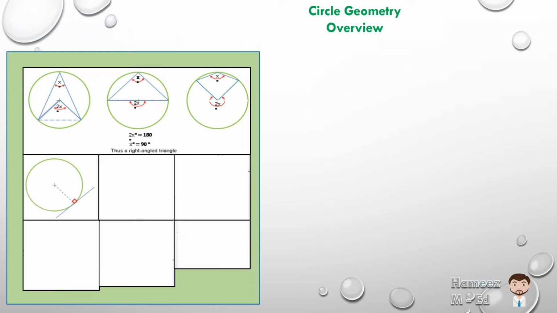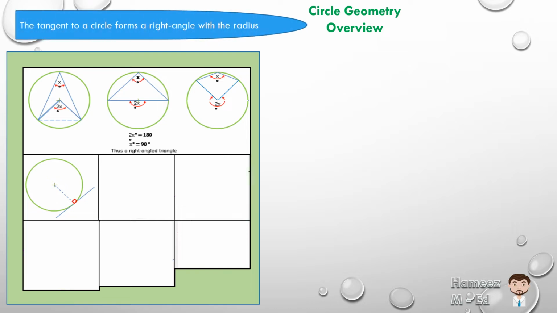Let's look at the fourth diagram. There we can see we have a radius and it's touching a tangent. And what can we say? The tangent to a circle always forms a right angle, which is a 90-degree angle, with the radius.